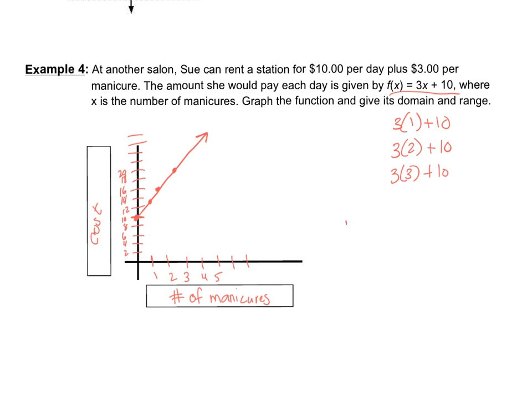Okay, now the domain. So my domain is my x values. Well, I could have picked 0, 1, 2, 3, 4, etc. My range is going to be all my y values. Well, the lowest, when I plugged in 0, I got 10. And then after that, it went 13, 16, 19, etc.